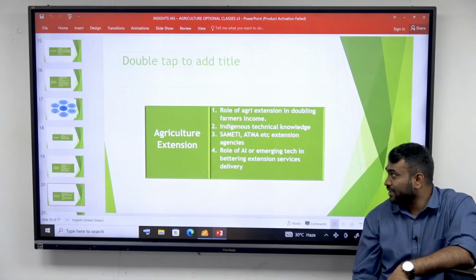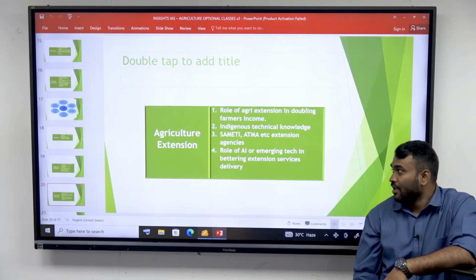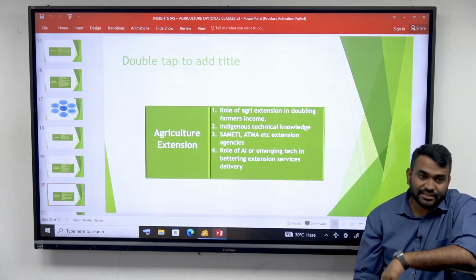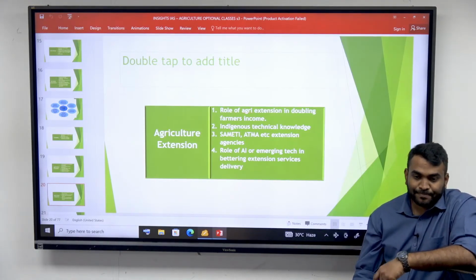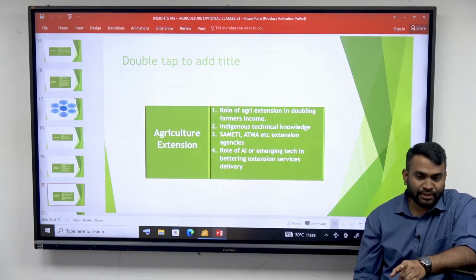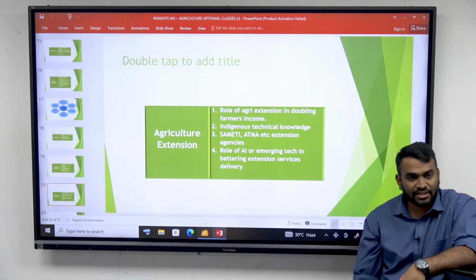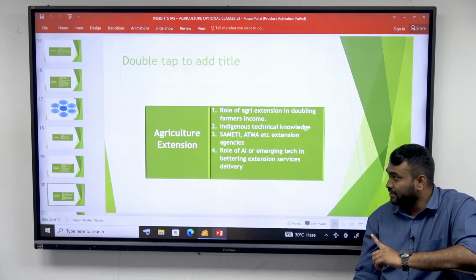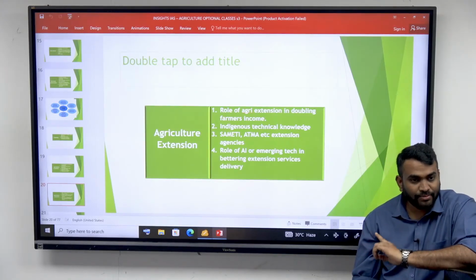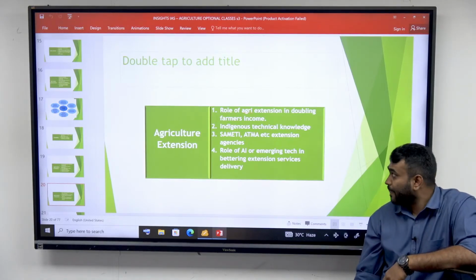Next one is SAMETI, that is State Agriculture Management and Extension Training Institute. Then ATMA, that is Agricultural Technology Management Agency. These sorts of extension agencies. See, one of the major things everybody will know is the KVK, and a number of questions on KVK have come. Now they will be focusing on other extension agencies, so one is SAMETI and the next one is ATMA. So do make short notes of these things, and definitely a 10-marker question can come on this, right?